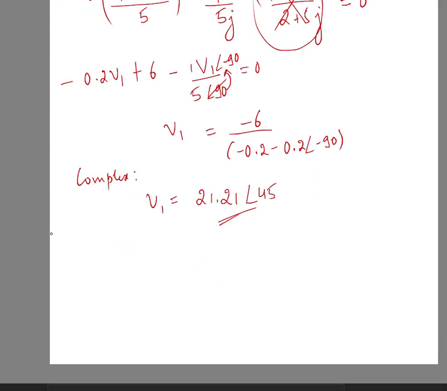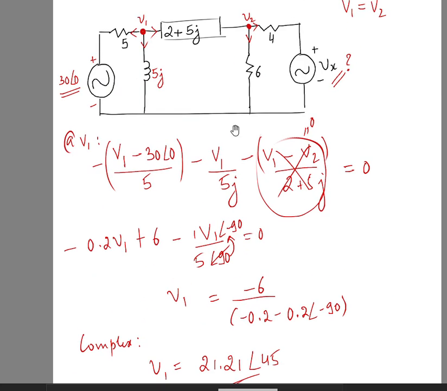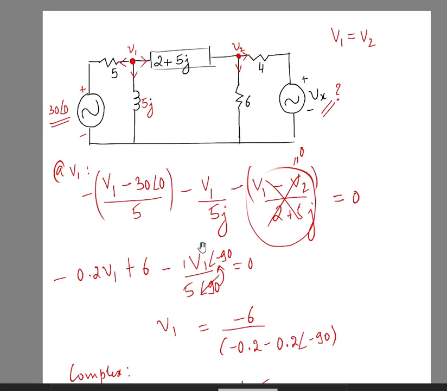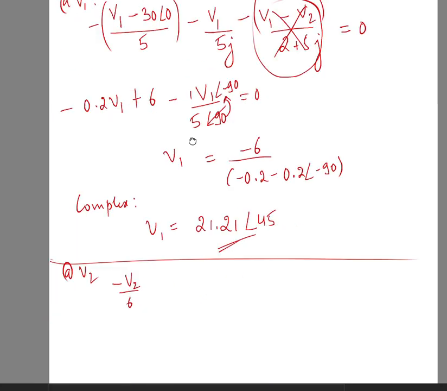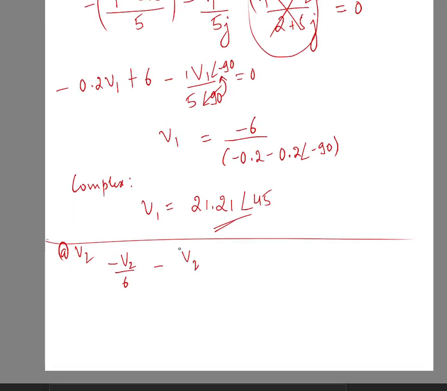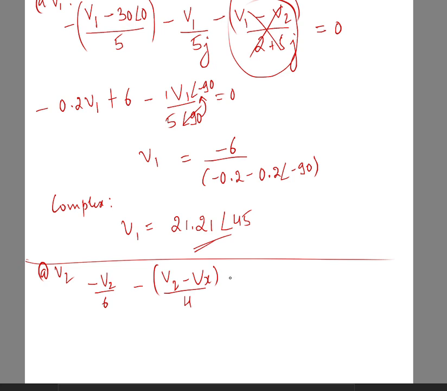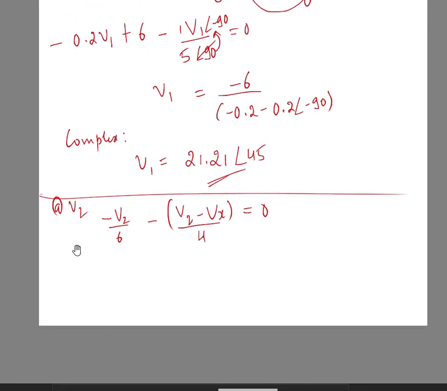Now in the same fashion, we solve for V2, right? At V2, you only have two branches again. We can ignore this, as I previously said. This will be V2 by 6. It's leaving the node, so it is minus V2 by 6. And you take this section, which is V2 minus Vx, divided by 4, right? And this is once again equal to 0. Yeah. And then you can simplify this part of the equation as well.